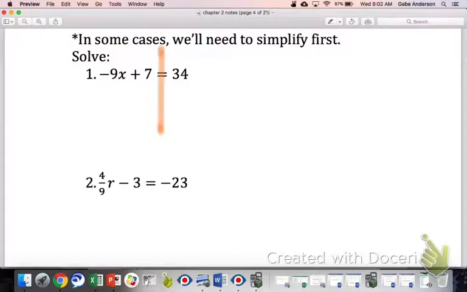So, am I going to get rid of the negative 9 first, or am I going to get rid of the 7 first? 7. Okay, so how am I going to get rid of the 7? What do you think, Sadie? I'm not going to add it, actually. I'm going to subtract it. Why would I subtract it?